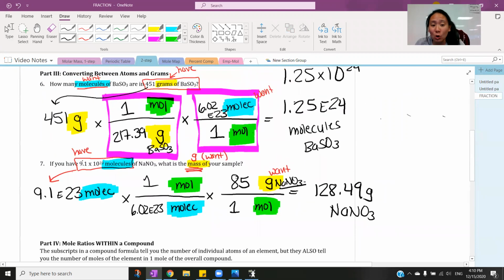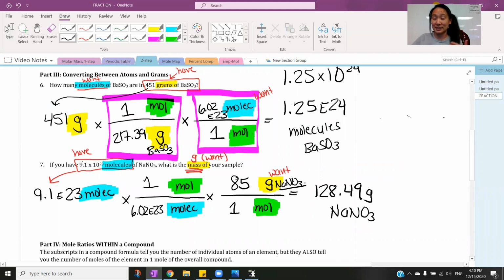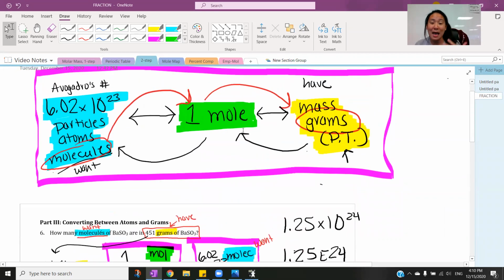Now, at this point, it's your goal to then figure out how many steps it takes to get to the answer. Sometimes it's only 1 step. Sometimes it's 2. So it's your job to figure out, using your mole map, how many steps it actually takes to get to your answer. How many conversions does it take?